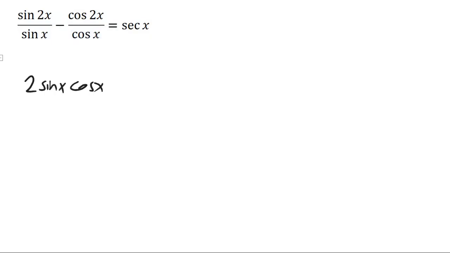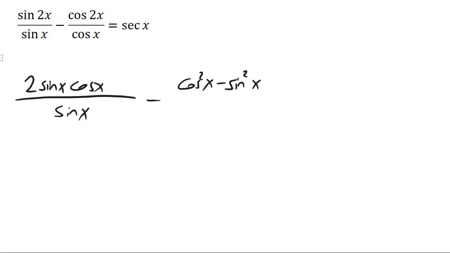By the way, this one you should memorize because this will come up in calculus when you do trig integrals, all that. Same with cosine 2x. That sometimes comes up. Not as often as sine 2x from my experience, but cosine 2x also sometimes comes up. This is cosine squared x minus sine squared x divided by cosine x.